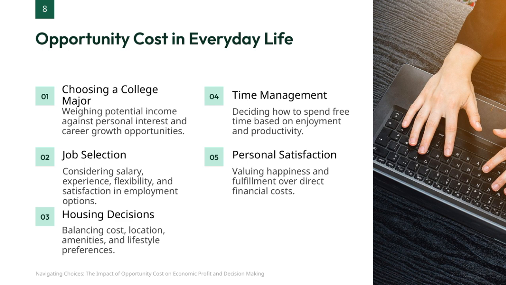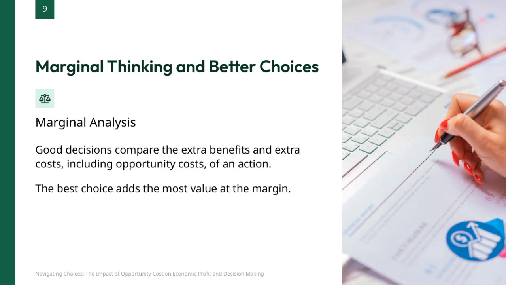When we talk about making good decisions, a key idea to keep in mind is marginal analysis. This means carefully weighing the extra benefits against the extra costs that come with any action, including what we call opportunity costs, the value of the next best alternative we give up. The best choice is the one that adds the most value at the margin, or in other words, the smallest incremental step. By thinking this way, we ensure that every decision we make contributes positively and efficiently to our goals. This balanced approach helps us make smarter, more effective choices.